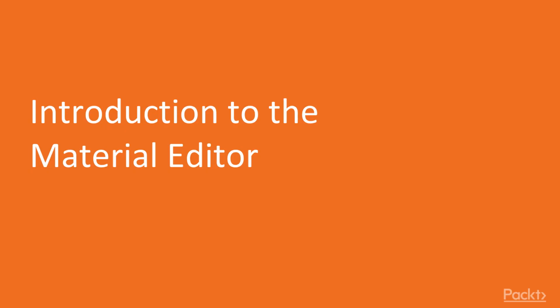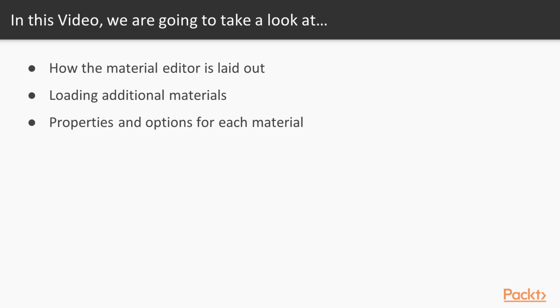In this video, we're going to talk about an introduction into the material editor, how the material editor is laid out, the general interface of it, and how to load additional materials in, because the current template has many materials in it, but that is not the whole of what Revit has to offer as far as their material library. And then we're also going to talk about the properties and options for each material, because each material has many different tabs within the material editor that give you options to really input a lot of information into your materials.